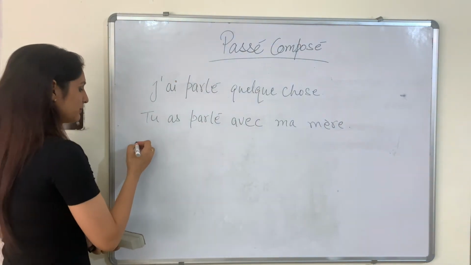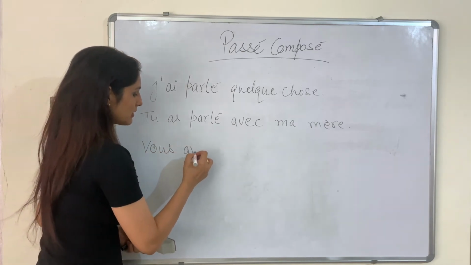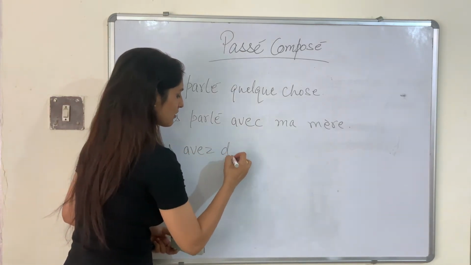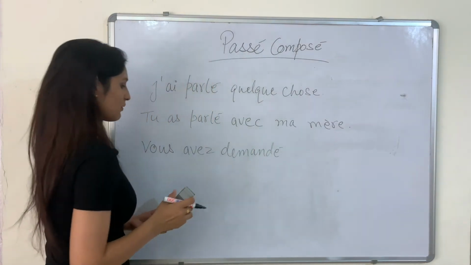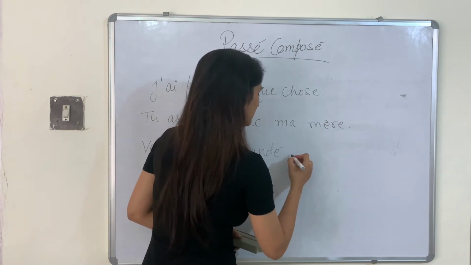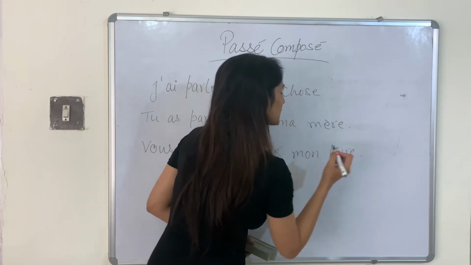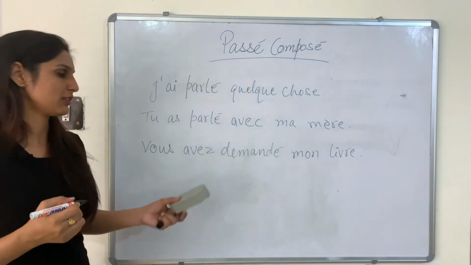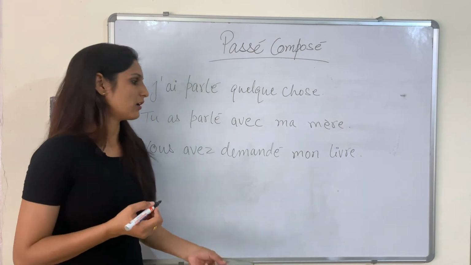Okay, demander. Vous avez demandé. Vous avez demandé quelque chose. Vous avez demandé mon livre. Yeah, this one is fine. Vous avez demandé mon livre. You asked or you have asked for my book.